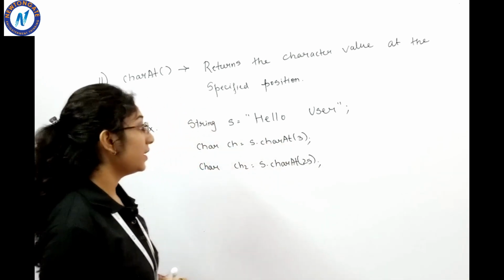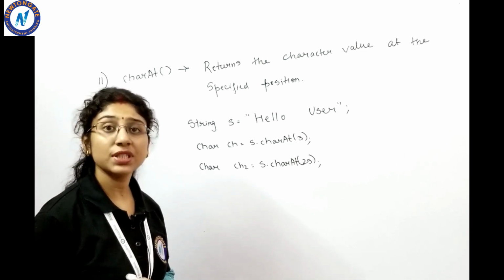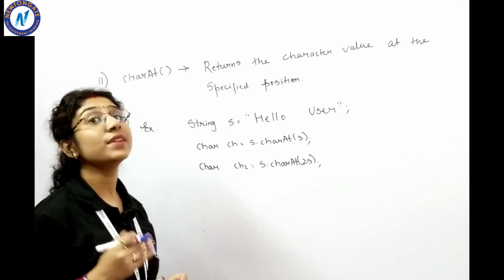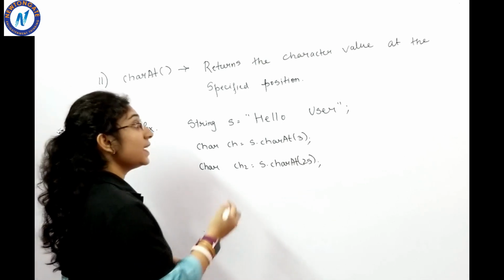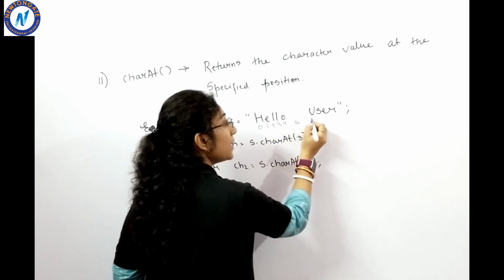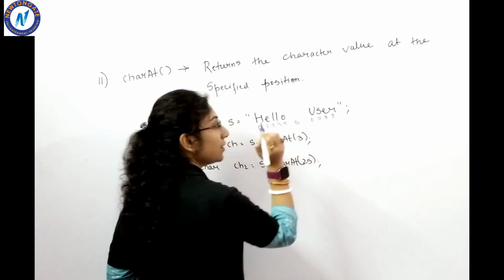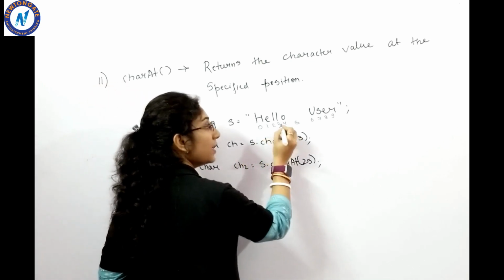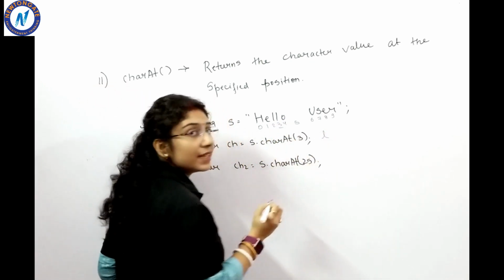So it will return the value stored at position 3. We know that the indexing of a string also starts from 0. So let's see the indexing: 0, 1, 2, 3, 4, 5, 6, 7, 8, 9. Fine. So at position 3, what is stored? L. So it will return L.